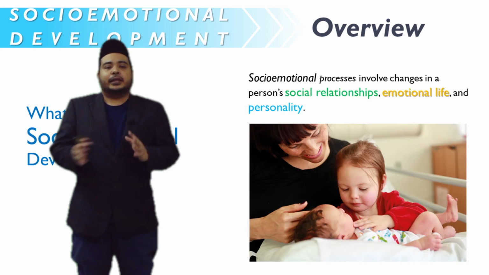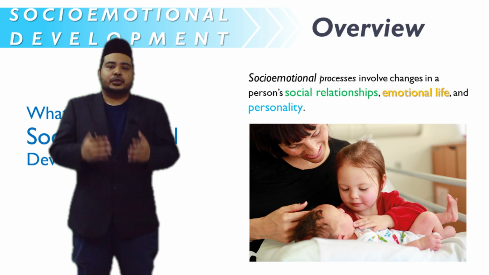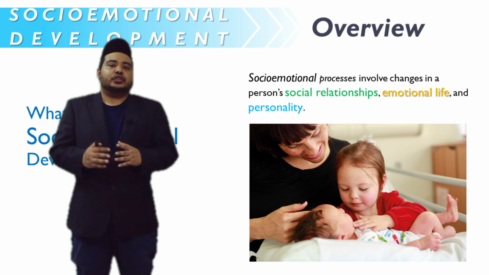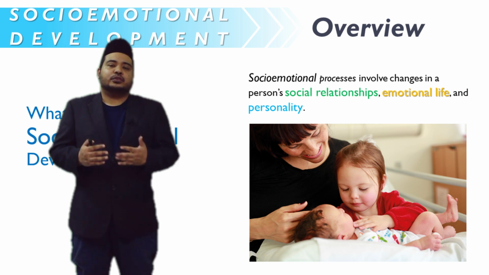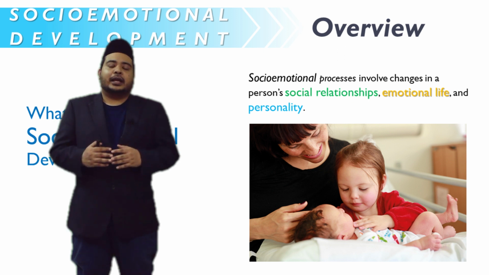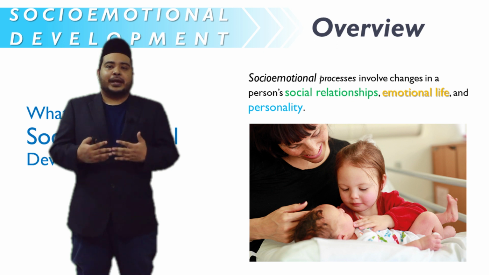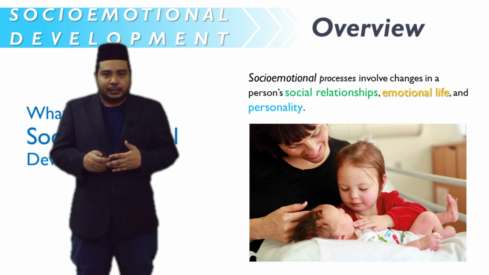So before we begin, what is socio-emotional development? Okay, we always hear that when we talk about the socio-emotional aspect, the socio-psychological aspect. So socio-emotional refers to processes involving changes in a person's social relationships, emotional life, as well as personality. So it relates to interpersonal relationships with others surrounding us, as well as our own emotional life, being aware of our emotions and how we express or regulate our emotions, as well as personality development.